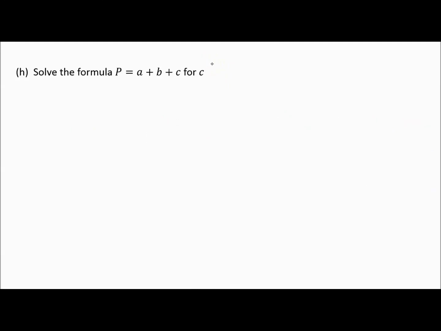Same thing with this one. I could probably say P represents perimeter and A, B, and C are side lengths of a triangle. That would work, but it's not necessarily a formula for that. They want us to solve this thing for C. All right, so I'm trying to isolate this C. So the first thing I'm going to do is rewrite the problem. I have P equals A plus B plus C.